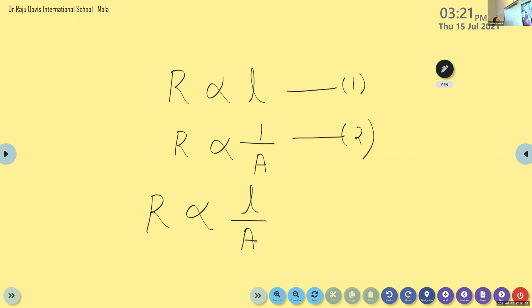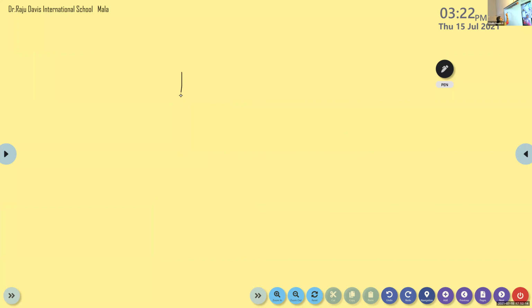Okay. So here we are comparing these two equations 1 and 2. So we get R is proportional to L by A. Now in physics we always have a tendency to replace this proportionality sign. So here we are going to replace this proportionality sign by introducing a constant. That constant is known as rho, and it is represented like this.